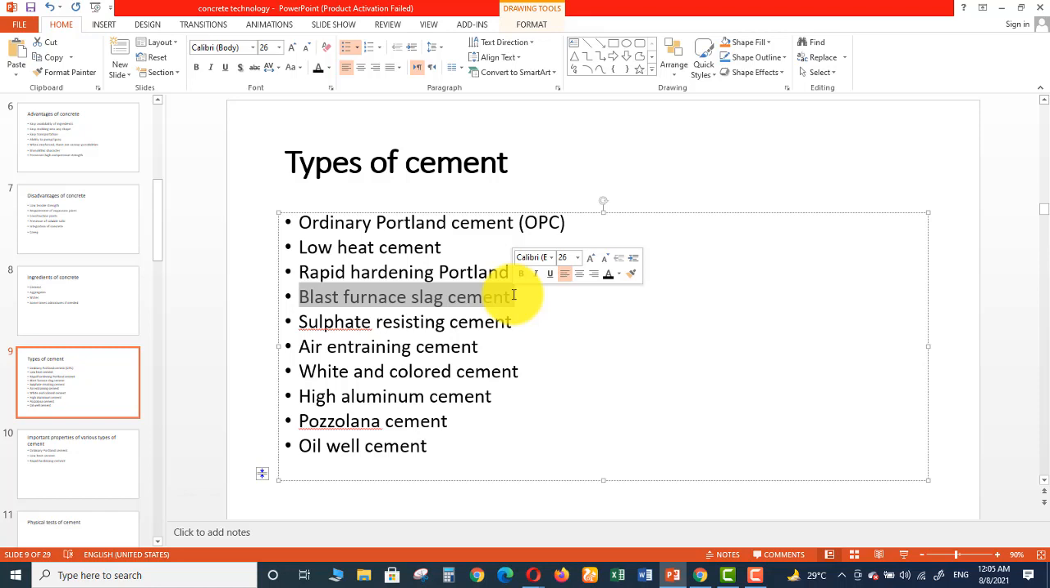So it is actually used in dams, bridges, and then retaining walls too. So these are uses of blast furnace slag cement.